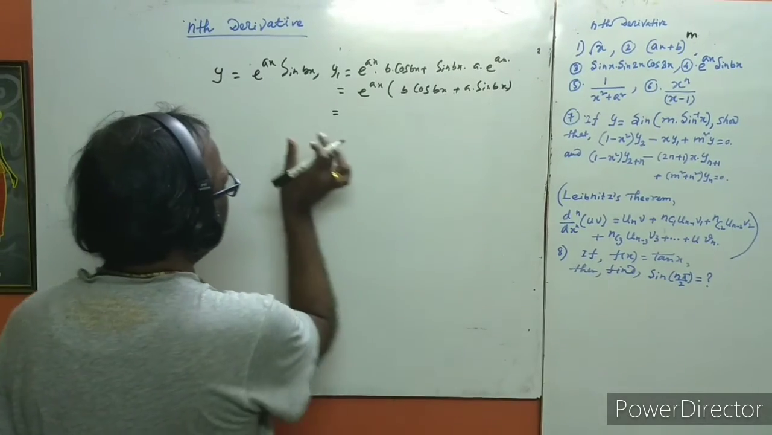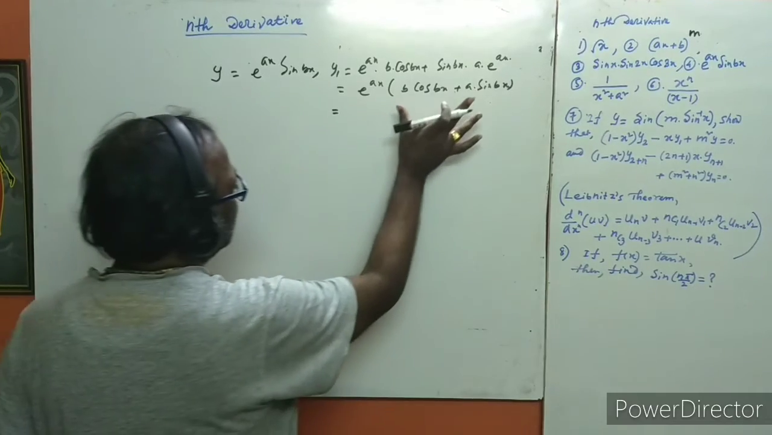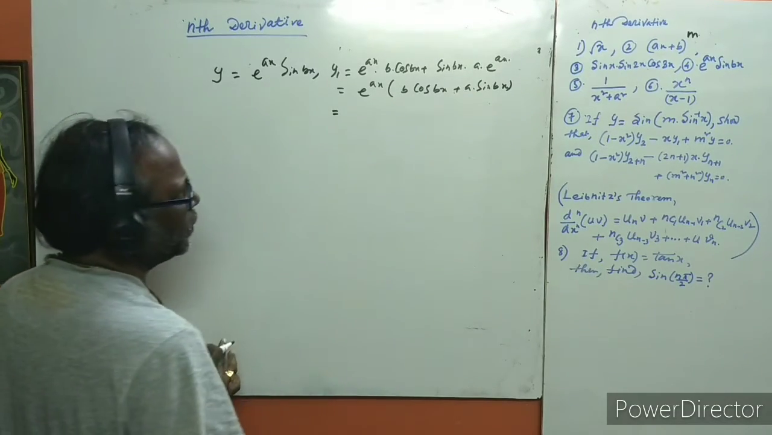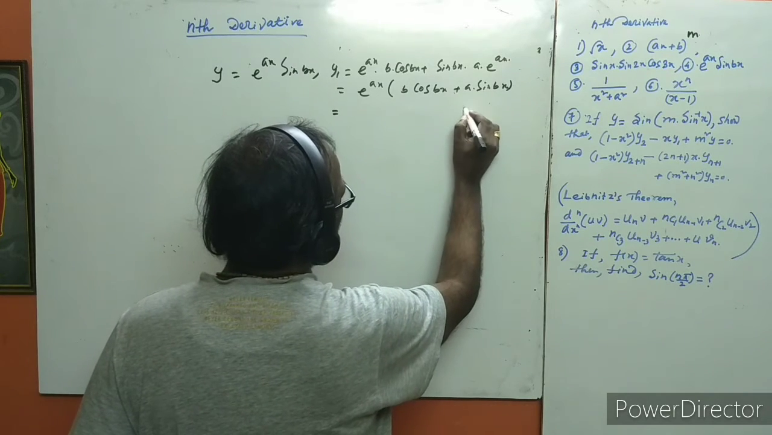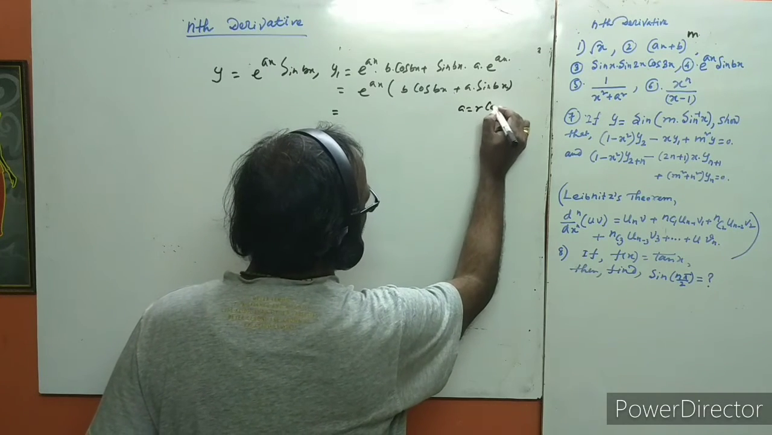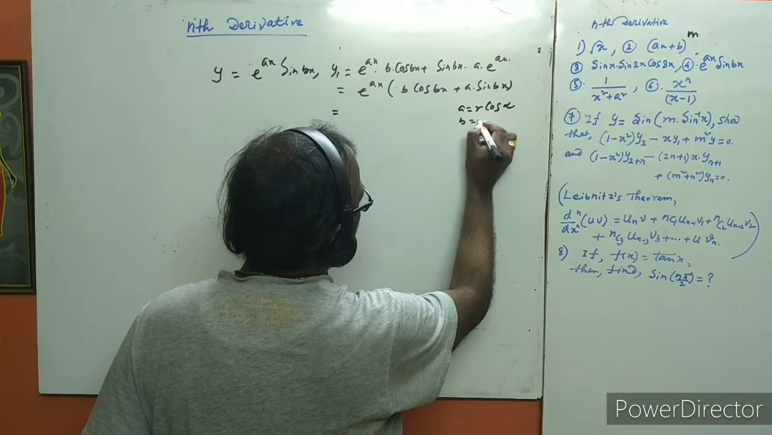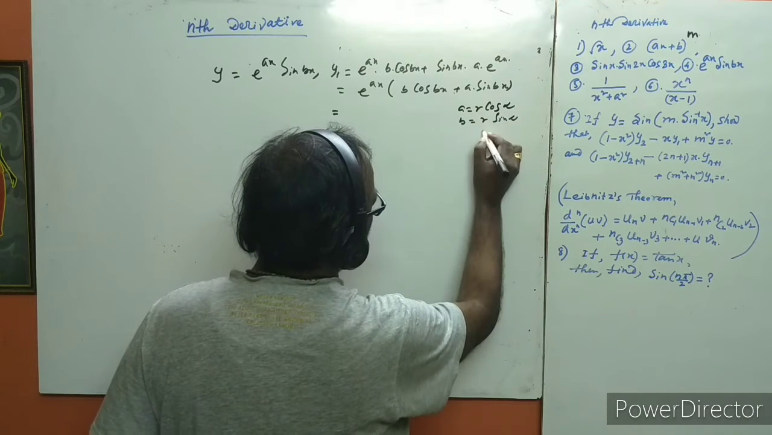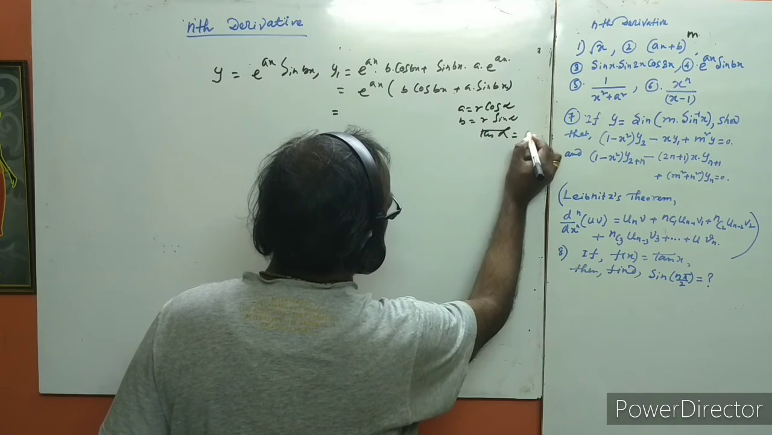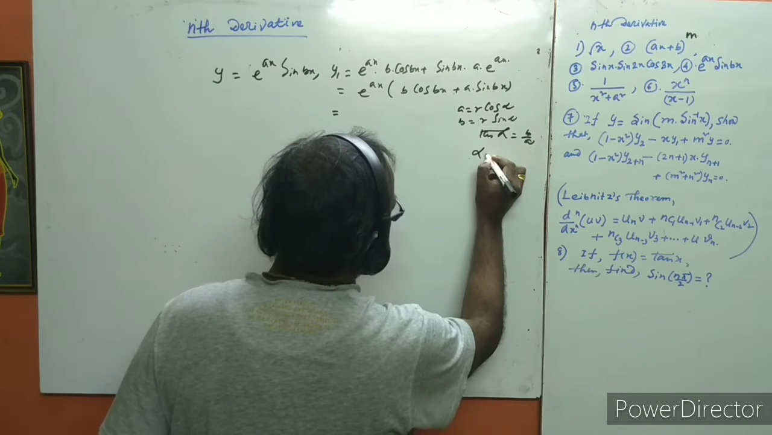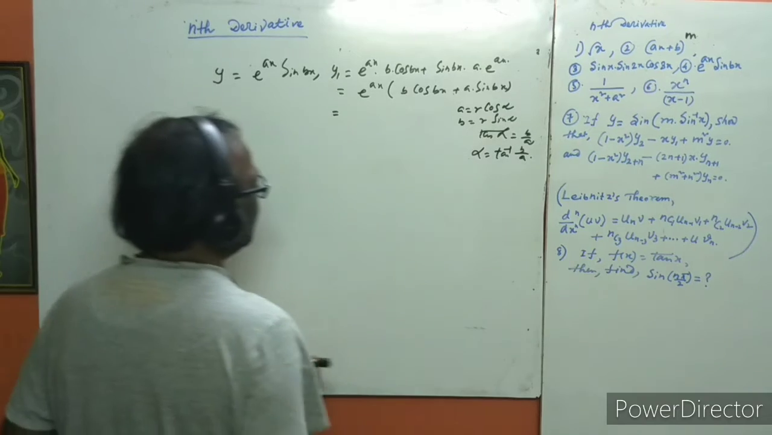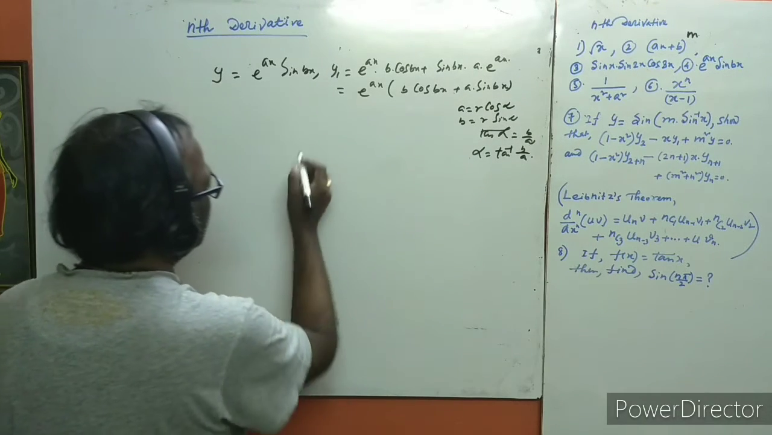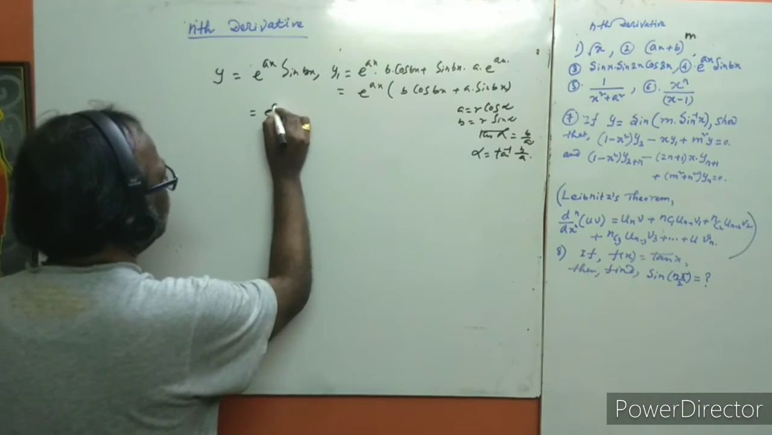And now this has sine, and we can express the whole thing as a sine, so that's why we can express it as a sine or cosine. So let us assume a is equal to r cos alpha and b equal to r sine alpha. So tan alpha is equal to b by a, or alpha is equal to tan inverse b by a, okay, and that is equal to e to the power ax here.